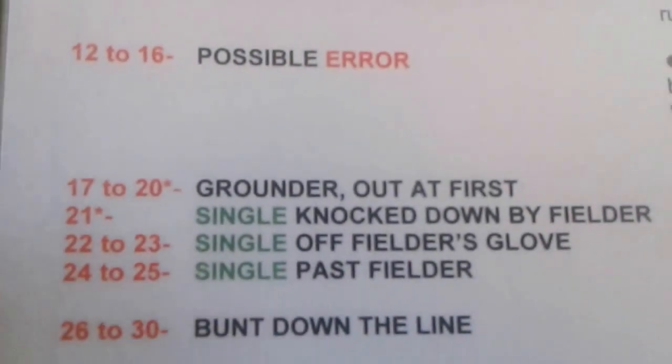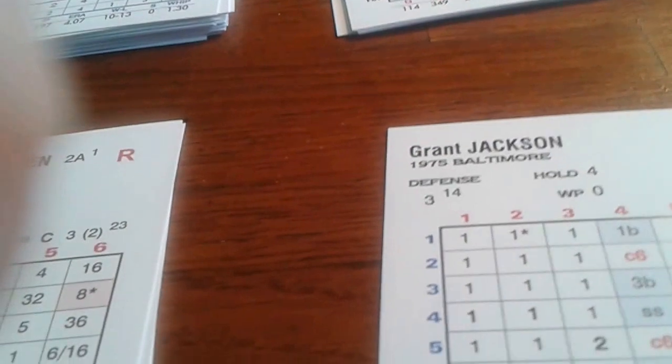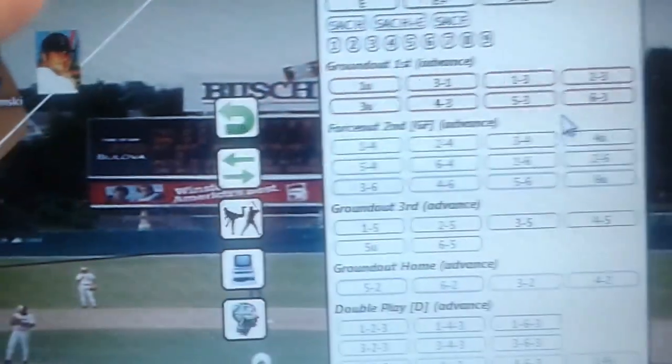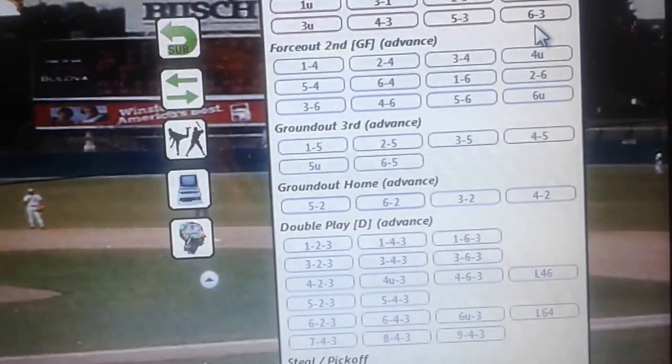So a 19 in column 4, 19 is a ground out to first. So Etchebarren is out 6-3. That'll bring up Mark Belanger.